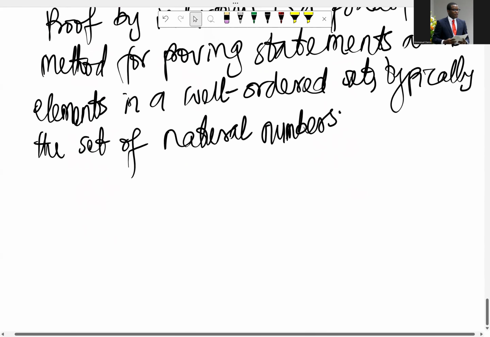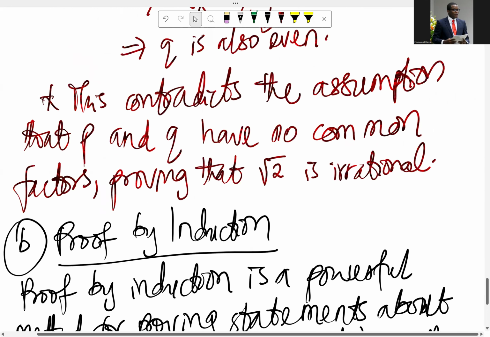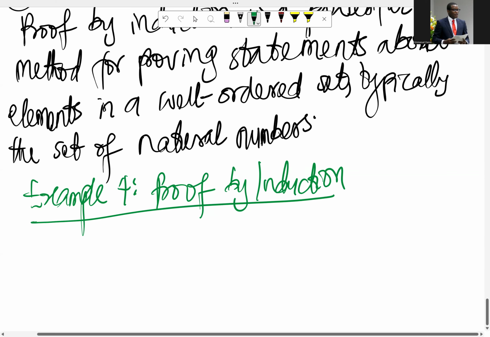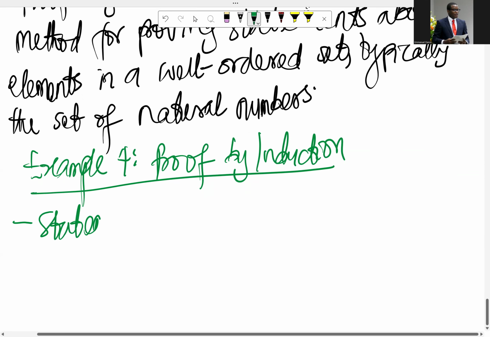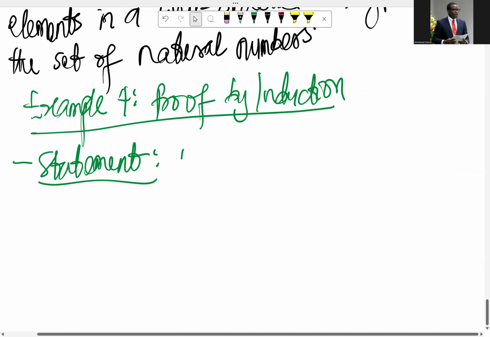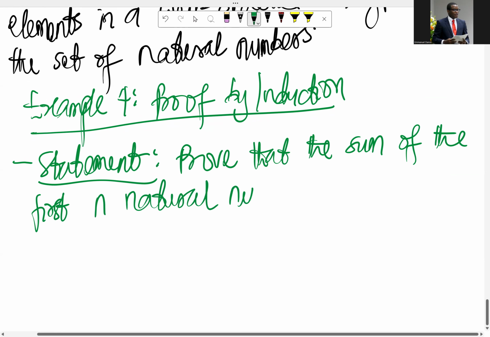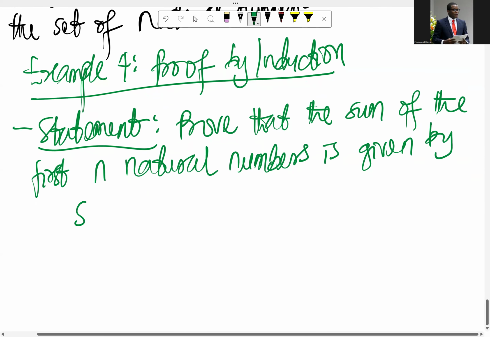So let's consider example 4. Proof by induction. The statement we are considering here is this: prove that the sum of the first n natural numbers is given by S of n equals n times n plus 1, divided by 2.